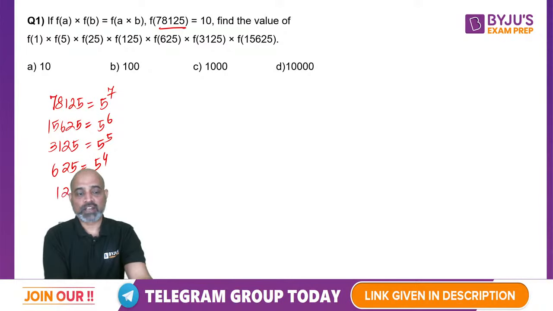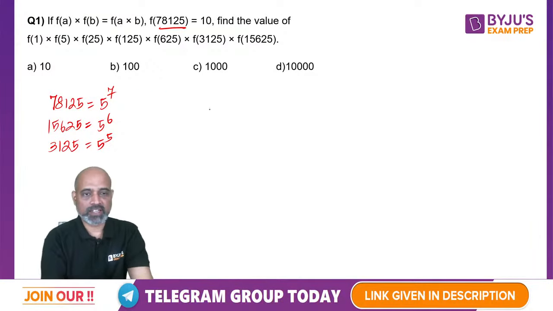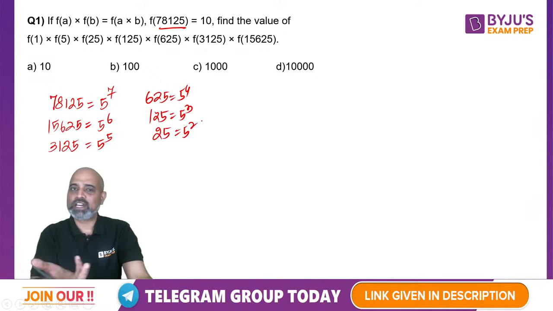What is this number 125? So this is 5 cube. What is this number 25? This is 5 square. Okay. Hold on. I think it's going to be hidden behind me, so I'm going to write it to my side. So yes, 625 is 5 to the power 4, 125 is going to be 5 cube, 25 is 5 square, and I believe you guys know that 5 and 1, they are 5 raised to 1 and 5 to the power 0, right?